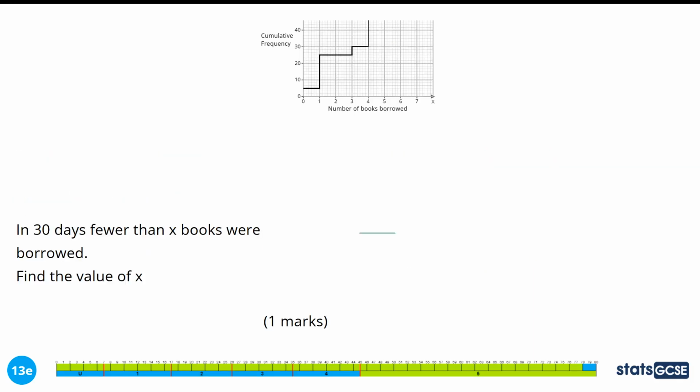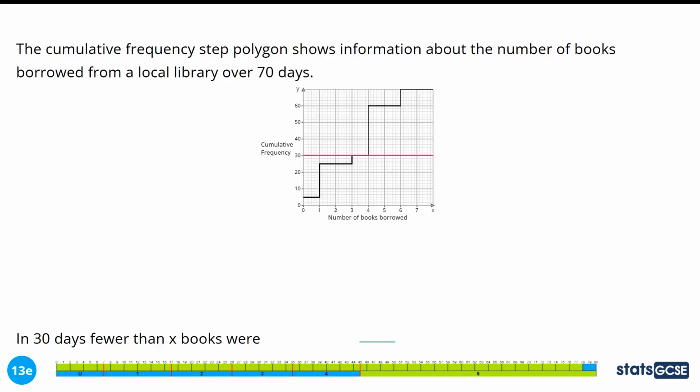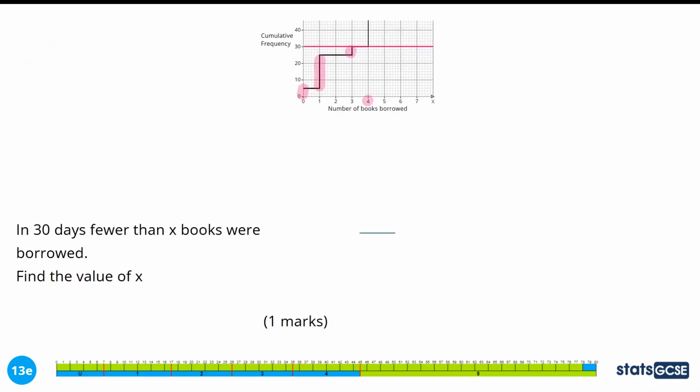In 30 days, fewer than X books were borrowed. Find the value of X. We can draw a line across from 30, and we can see that all of the jumps up to the line are under 4. So our answer is going to be 4.